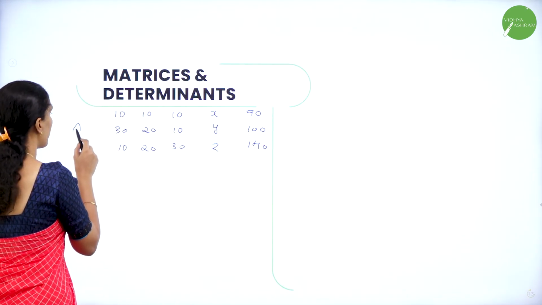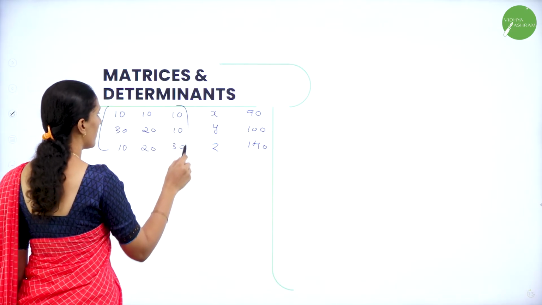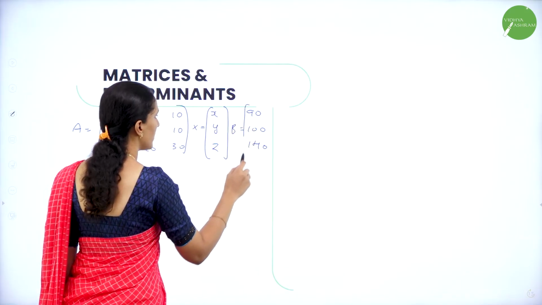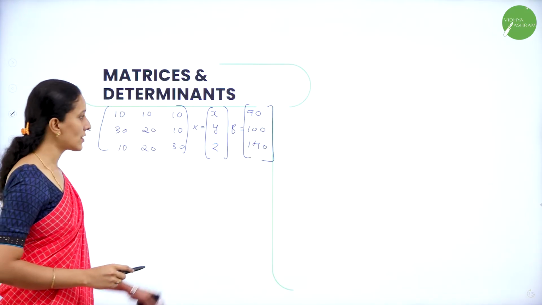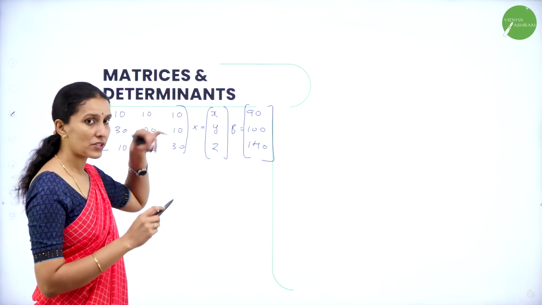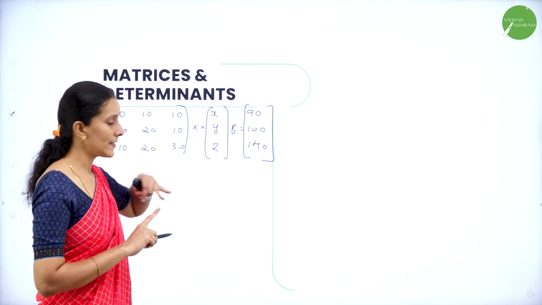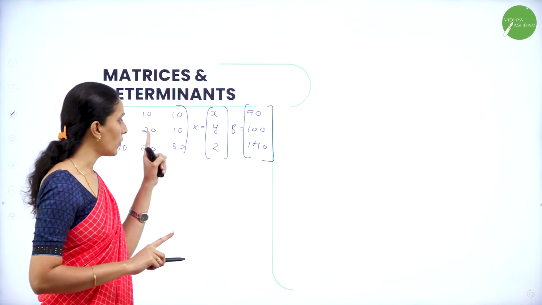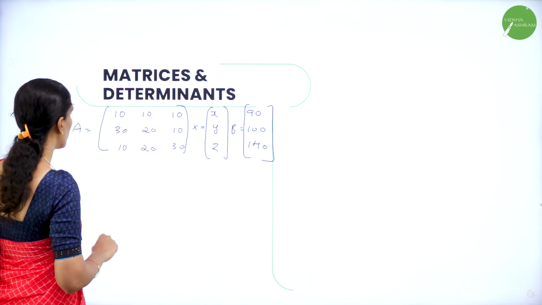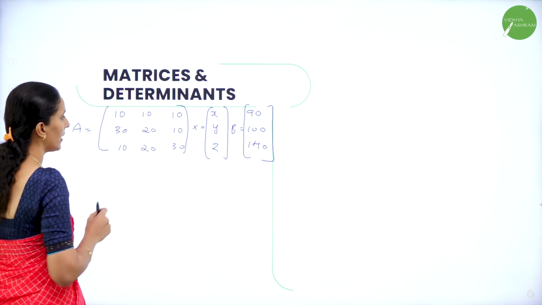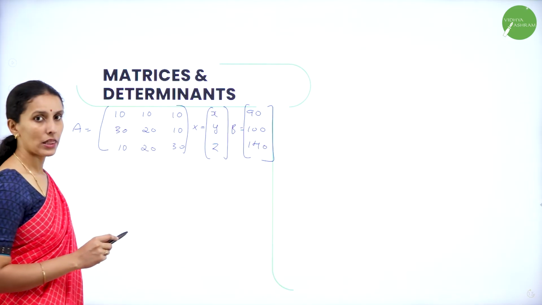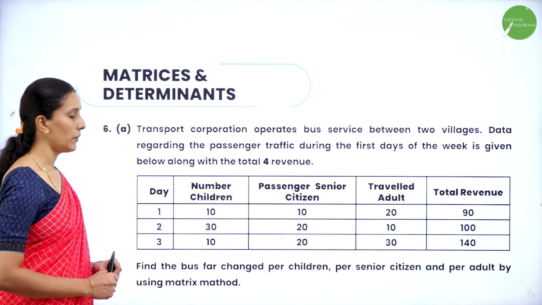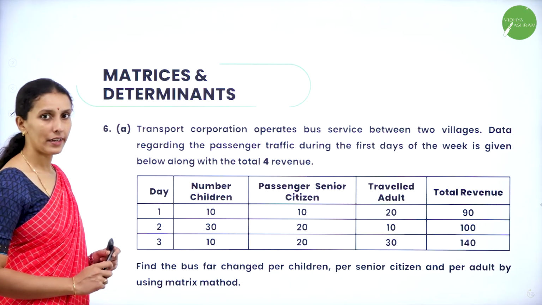So let me write this separately. Let me take this as matrix A, this as matrix X, and this as matrix B. So now let us find the value of x, y, z. X is the bus fare for children, y is for senior citizen, z is for adults. That is for one child, one senior citizen and one adult. Now let's solve this. So here we have 10, 10, 10, 30, 20, 10, 10, 20, 30. So now here we have the tabular. First let us write this in a linear equations form.